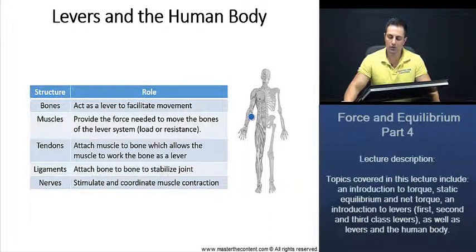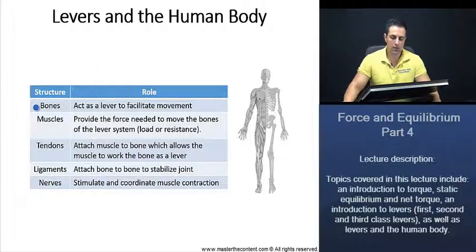And that tension force, if it's not balanced, is going to cause that bone to rotate around a pivot point or a joint. In our example here, that's going to be the elbow joint. Wonderful. So we'll quickly, once again, summarize the structure and the role before we get into working with examples on the human body.